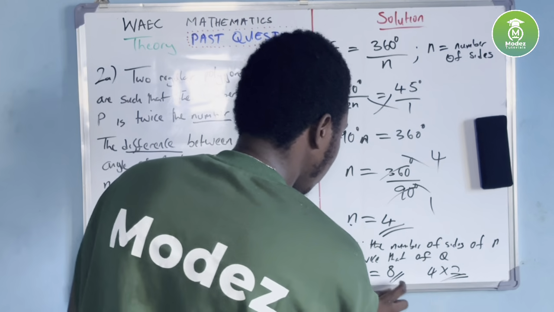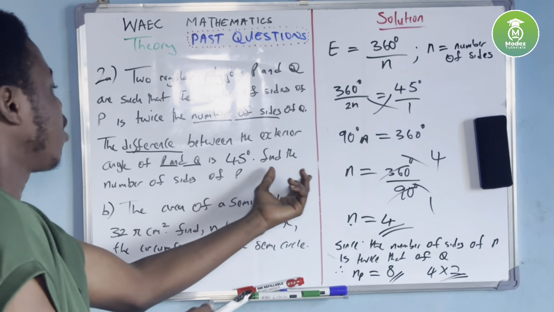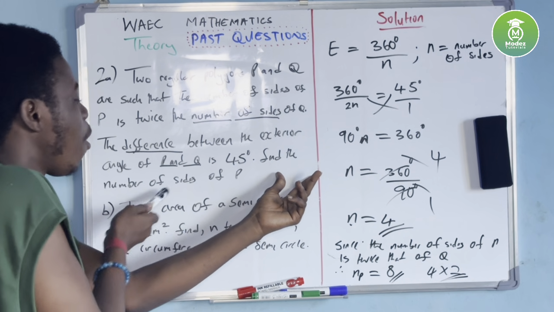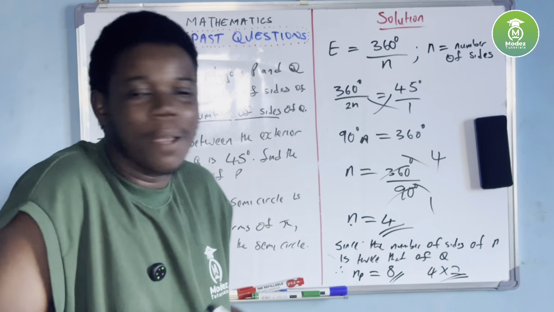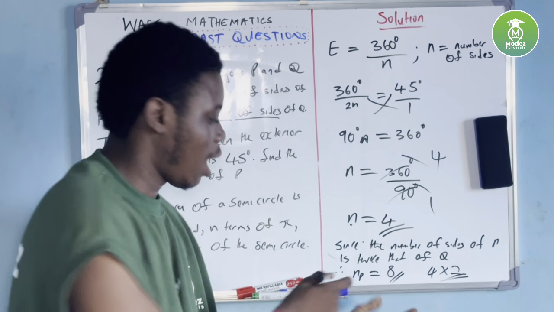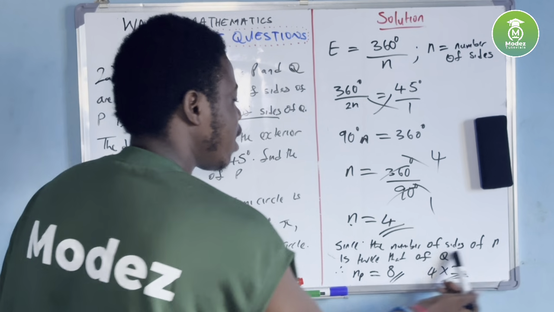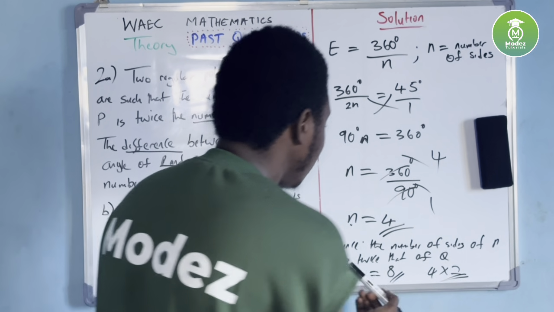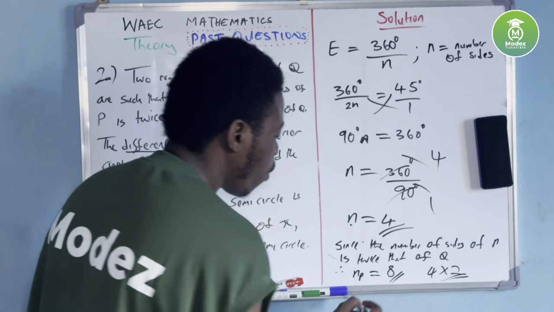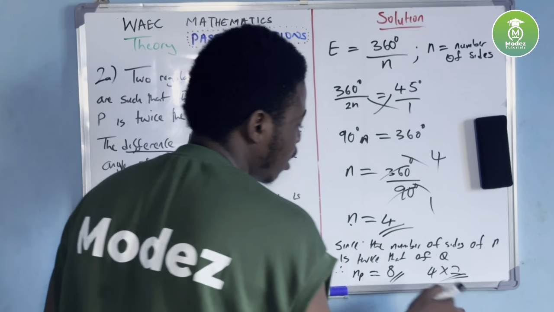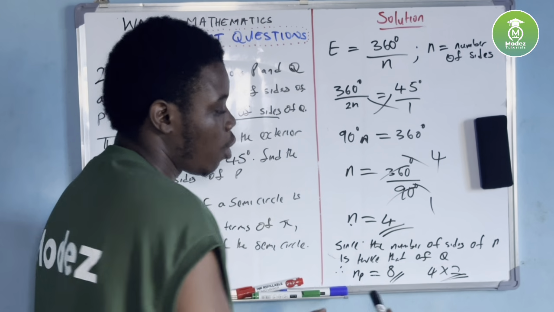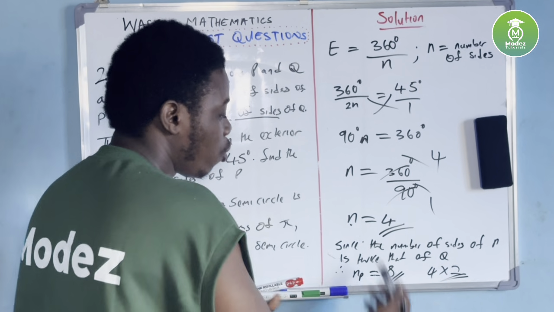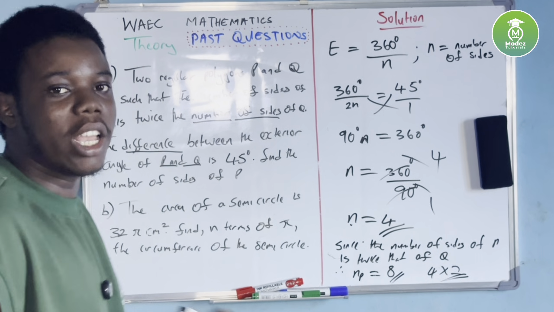Simple. This is your final answer, because that was what they told you to find: the number of sides of P. If you get n equals 4, you do not stop there. And make sure you say this: since the number of sides of P is twice that of Q, therefore nP is equal to 8. Or you can just do, therefore nP is equal to 2n, and 2n is equal to 2 times 4, which will give you 8. Very simple, and you get your answer.